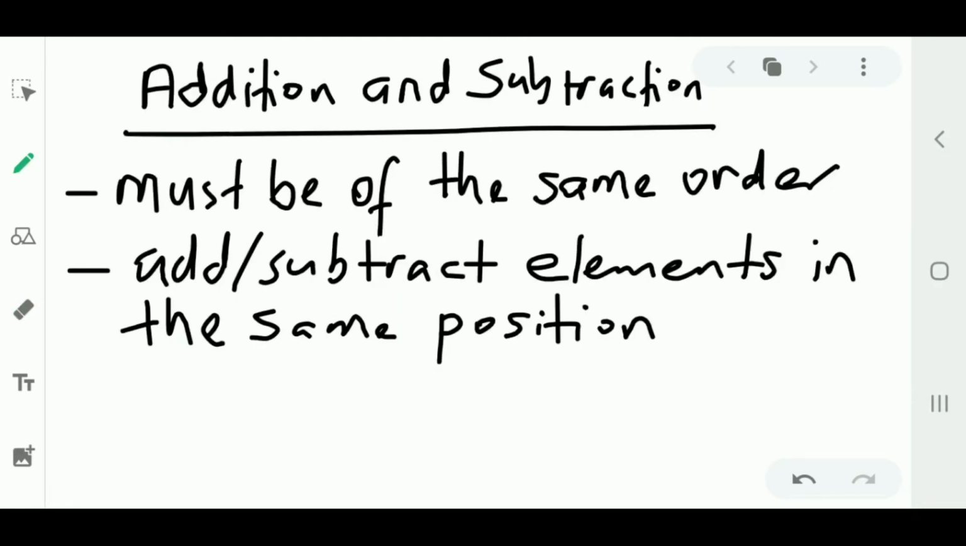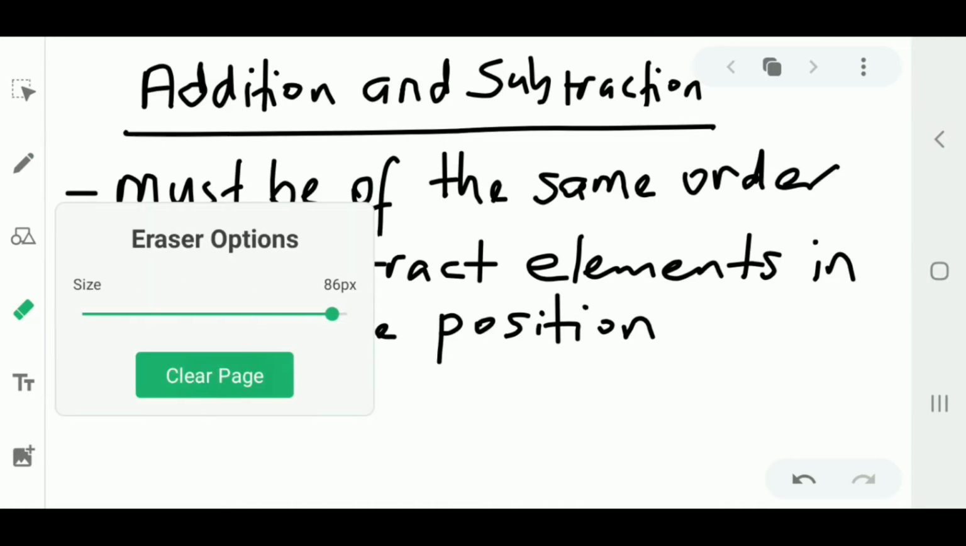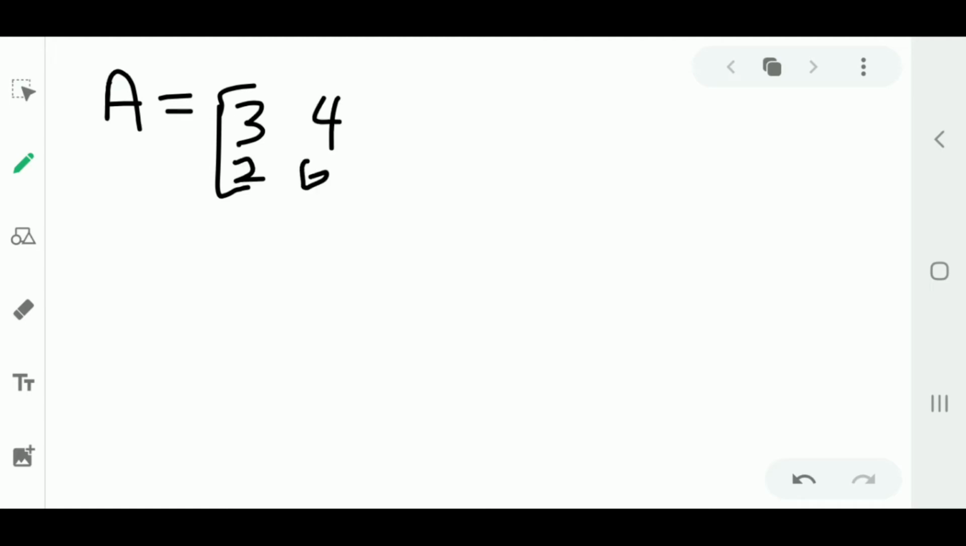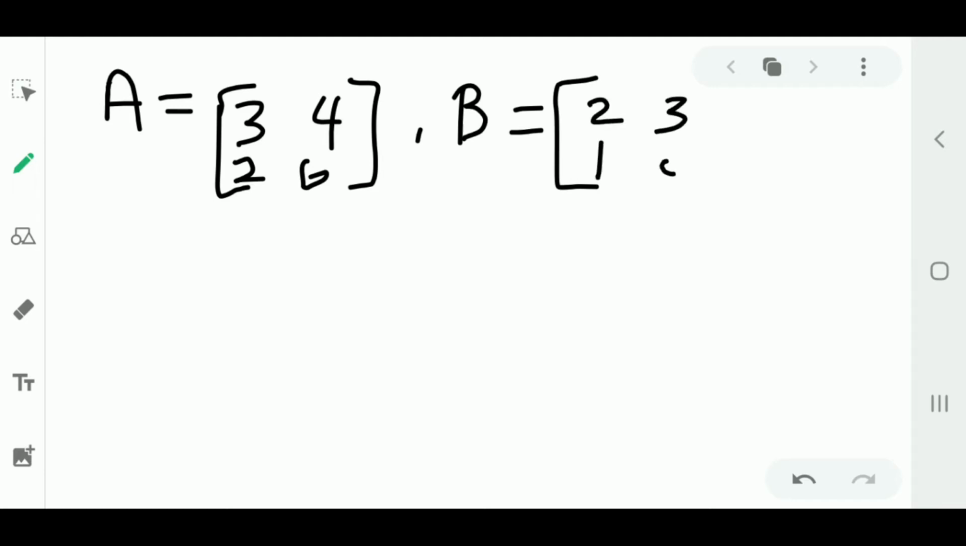Okay, so now we're going to do addition and subtraction of matrices. So you can only add or subtract matrices that are of the same order, and you can only subtract or add elements that are in the same position. So let's say, for example, we have A is equal to 3, 4, 2, 6, and B is equal to 2, 1, 3, 0.